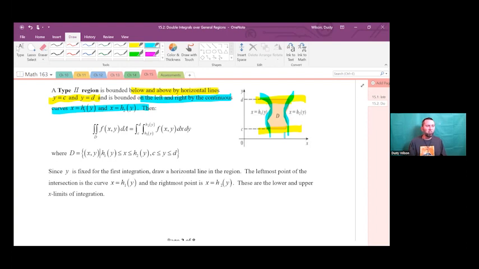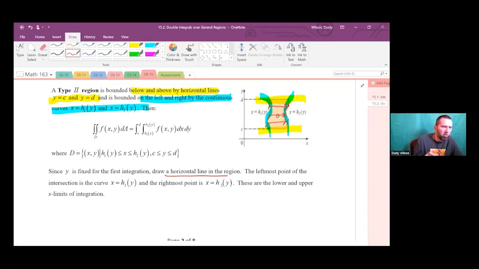Since y is fixed for the first integration, we draw a horizontal line in the region. So here's that horizontal line in the region. So these would be these arrows coming left to right. The leftmost point of the intersection is on the curve x equals h1 of y, and the rightmost point is on x equals h2 of y. These are the lower and upper x limits of integration.